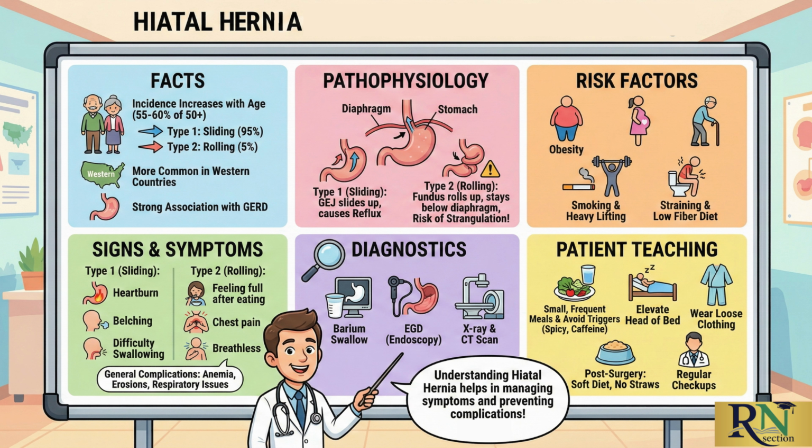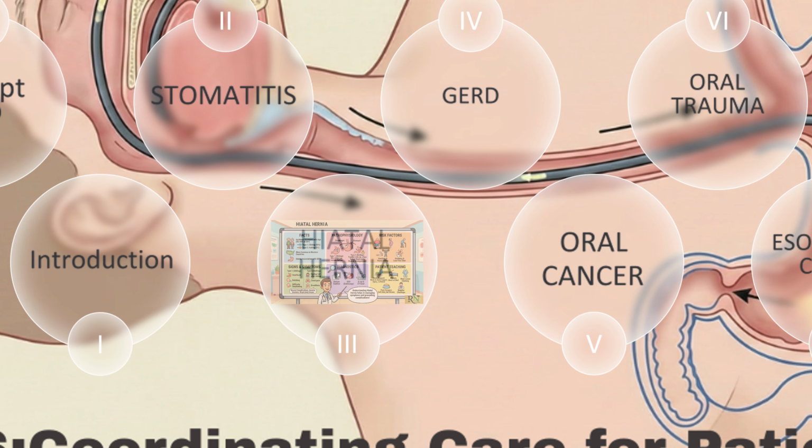Report severe bloating, inability to vomit, burp, or difficulty swallowing immediately. So repeat those: teach the patient to report severe bloating, inability to vomit or burp, or difficulty swallowing immediately. That's it for hernia. We go next to GERD.